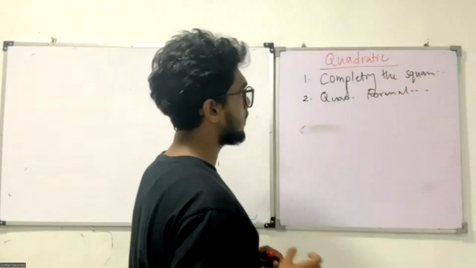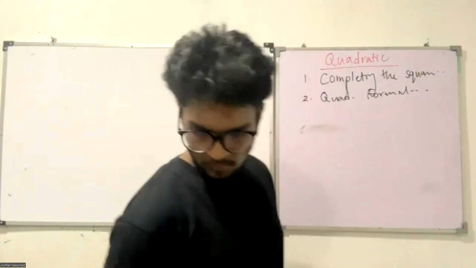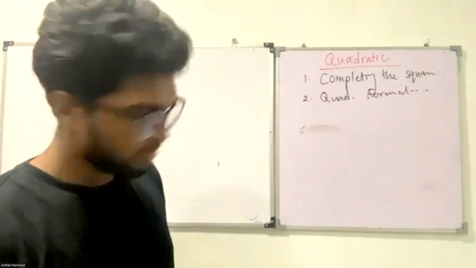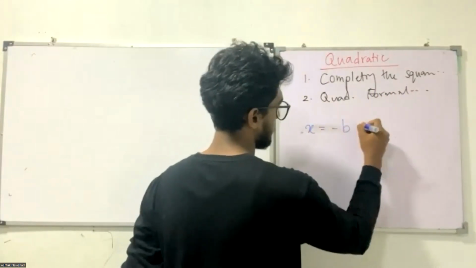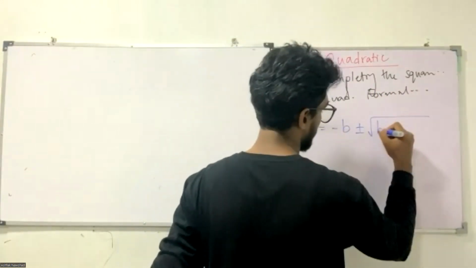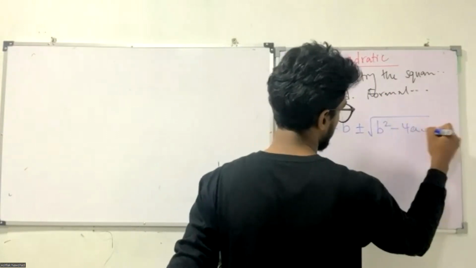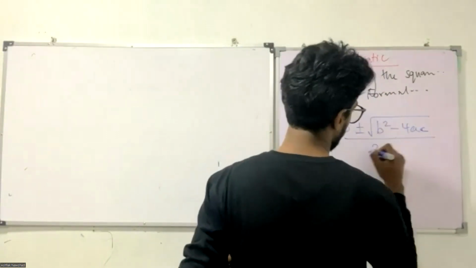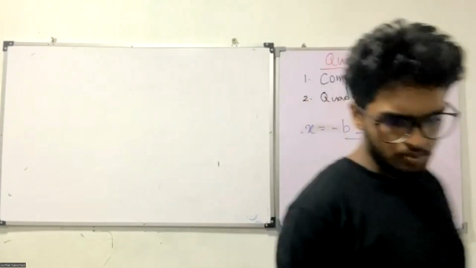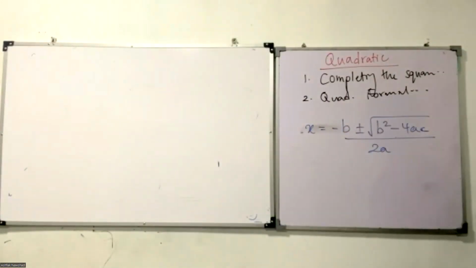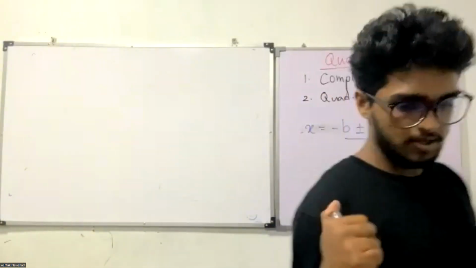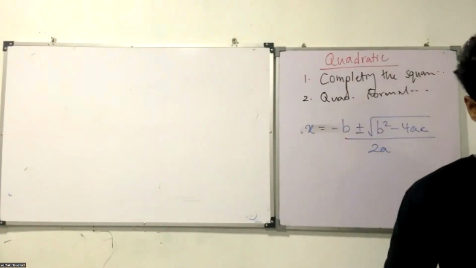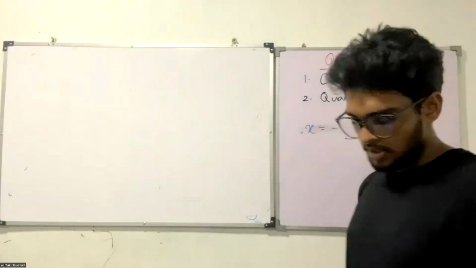I'll write the formula real quick here. Give me a minute. The quadratic formula is x equals minus b plus or minus the square root of b squared minus 4ac, over 2a. So this is the quadratic formula. And the completing the square method we studied yesterday. We'll apply completing the square for today's questions and you will get a recap there.